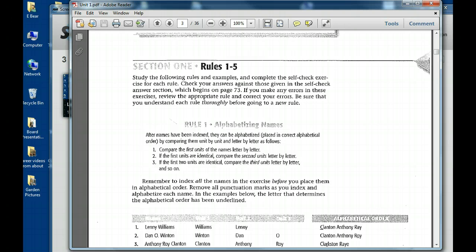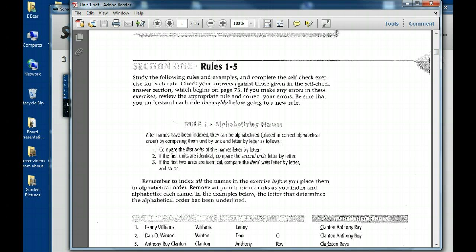This is done by comparing them unit by unit and letter by letter as follows. Step 1, compare the first units of the names letter by letter. If the first units are identical, compare the second units letter by letter. If the first two units are identical, compare the third units letter by letter, and so on.